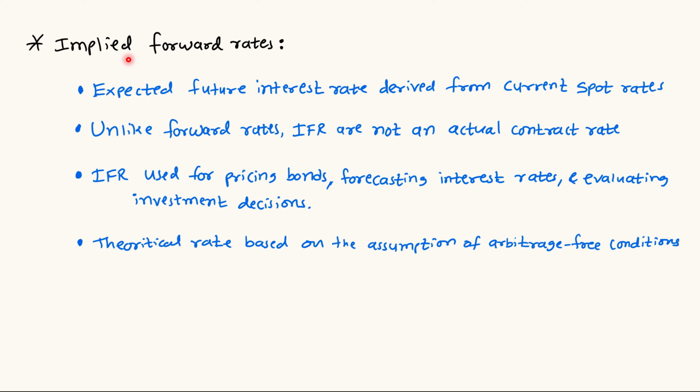And the IFR, or the implied forward rates, are the theoretical rates based on the assumption of arbitrage-free conditions, meaning, let's say if we have forward rates, they're the real negotiated rate between the two counterparties. These theoretical rates are based on the assumptions that the arbitrageurs cannot benefit out of it. So it's arbitrage-free conditions. So let's look into an example.